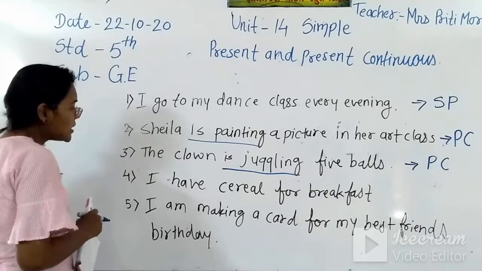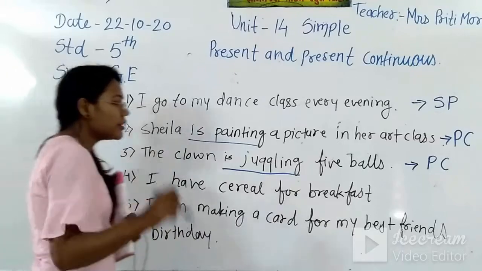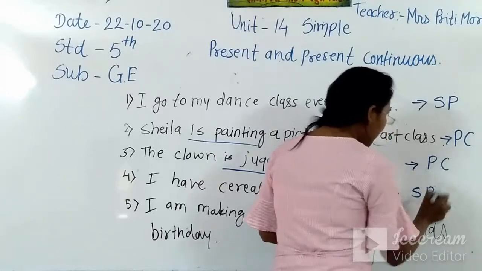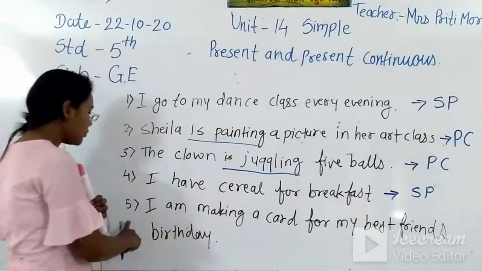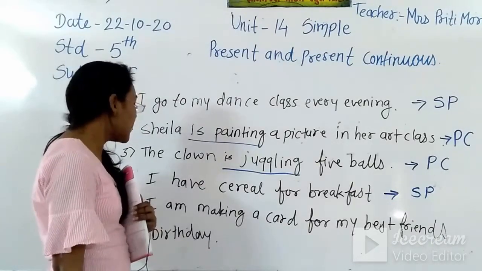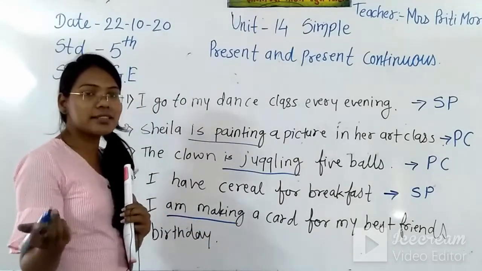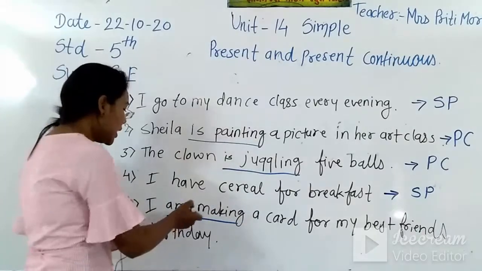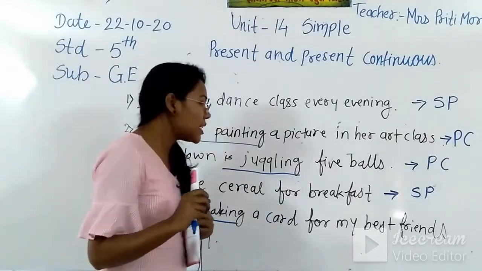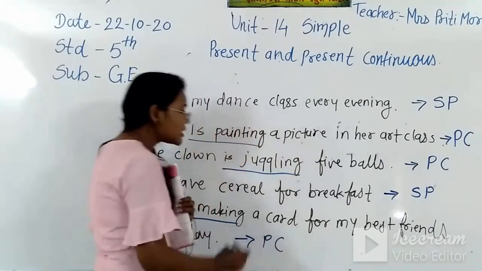Now the fourth sentence: I have cereal for breakfast. That means this is the general truth, and for the general truth we use simple present, that means SP. Now the fifth sentence is, I am making a card for my best friend's birthday. Am making, this verb phrase is from the present continuous tense. Am, is, are plus V1 ing. So am plus V1 make and ing, making a card for my best friend's birthday. So this sentence is also present continuous, PC.